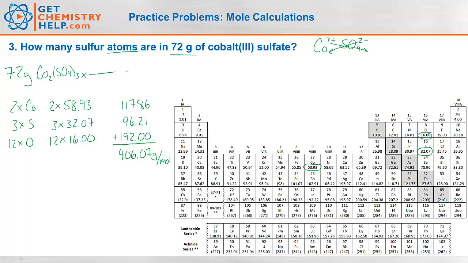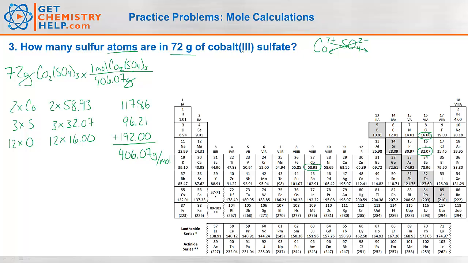Well, I have grams. I need grams to be on the bottom. So I'll flip this and put 406.07 grams on the bottom per mole of cobalt-3 sulfate. Grams cancels. I'm left with moles. But notice I don't want particles of cobalt-3 sulfate. I want sulfur. So I have 2 different substances. One is sulfur, one is cobalt-3 sulfate.